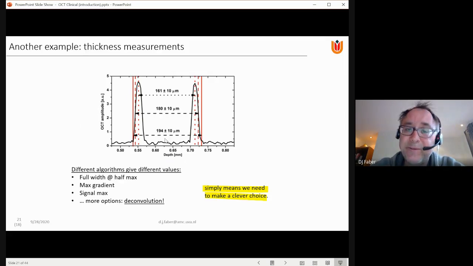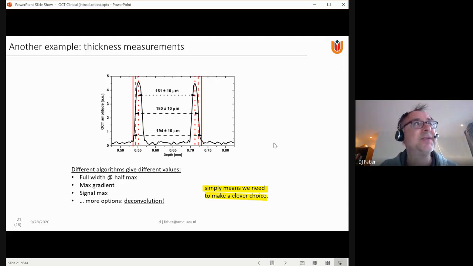Some systems have algorithms that find the maximums and calculate the difference between the maximums. That would give you a thickness of, in this case, 161 micrometer. There are also algorithms that would take the maximum gradient, so that would give 180. And there are also algorithms that would just define a peak when the signal exceeds a certain threshold, which would give you 194. So in this case, that would give you a difference of about 30 micrometer in the estimation of layer thickness.